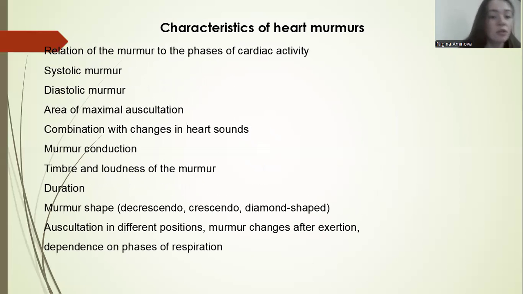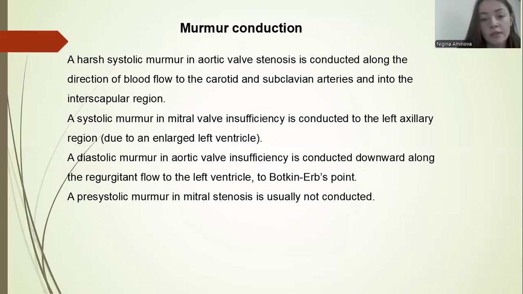Characteristics can be systolic, diastolic, area of maximal auscultation, etc. Murmur conduction. A harsh systolic murmur in aortic valve stenosis is conducted along the direction of blood flow, to the carotid and subclavian arteries and in the interscapular region. Let's move on.